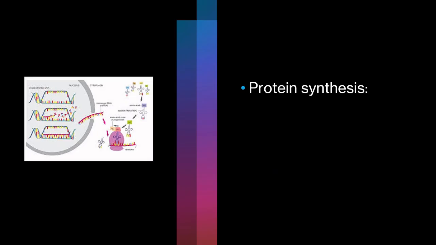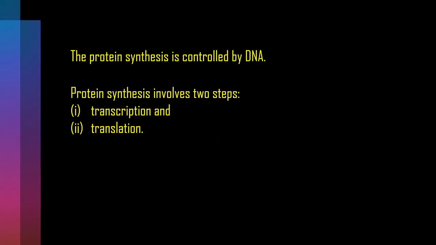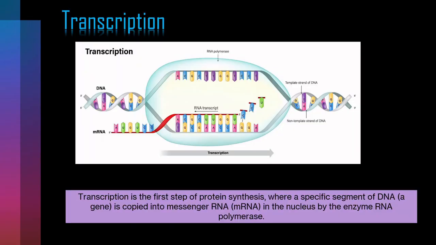Now, protein synthesis, another function carried out mainly by RNA. Protein synthesis is controlled by DNA and it involves two steps, which are transcription and translation. So this is transcription. Transcription is the first step of protein synthesis, where a particular segment, a part of the DNA molecule, or what we call a gene, is copied onto the messenger RNA.